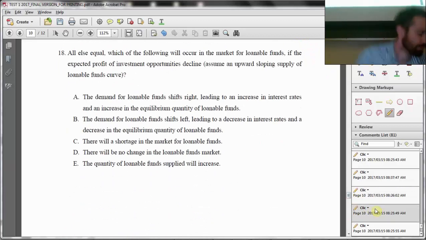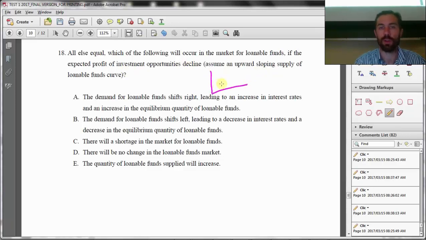18. All else equal, which of the following will occur in the market for loanable funds if the expected profit of investment opportunities declines? And then just assume a normal upward sloping supply of loanable funds curve. Okay, so we've got an upward sloping supply of loanable funds, and you've got a normal downward sloping demand for loanable funds. Which of the following will occur in the market for these funds if the expected profit of investment opportunities declines?